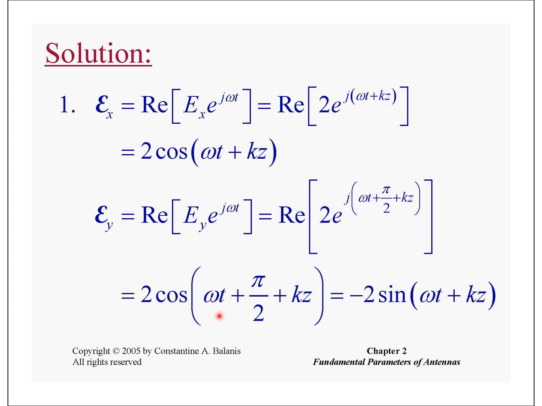And by using the trigonometric identity that cos of alpha plus 90 is equal to minus sine of alpha. So that trigonometric identity is used here. So the cos is converted into sine. So minus 2 sine of omega t plus kz.